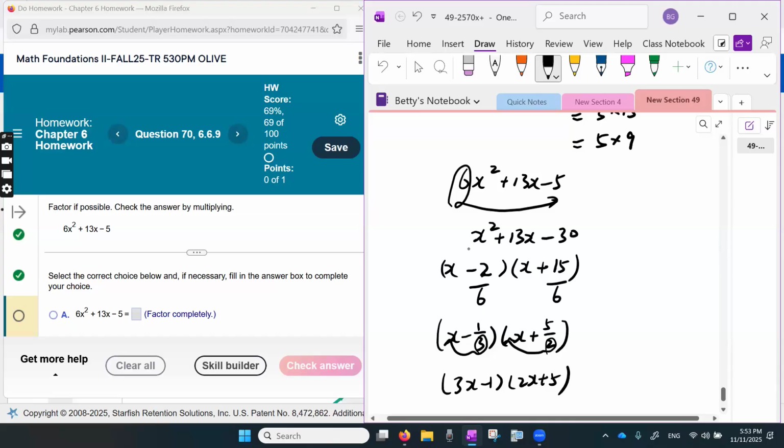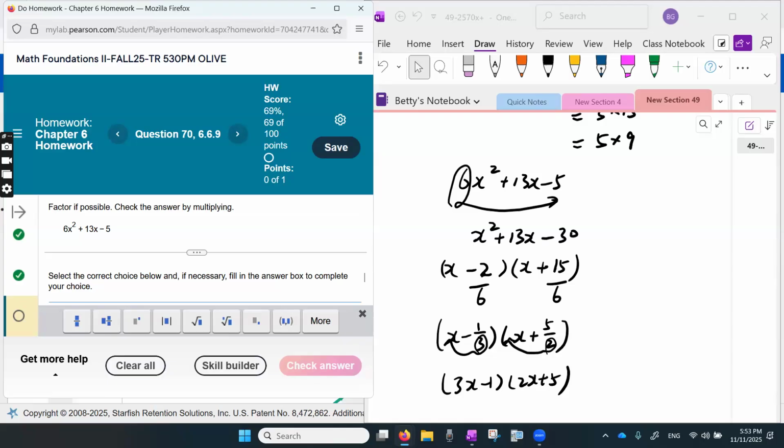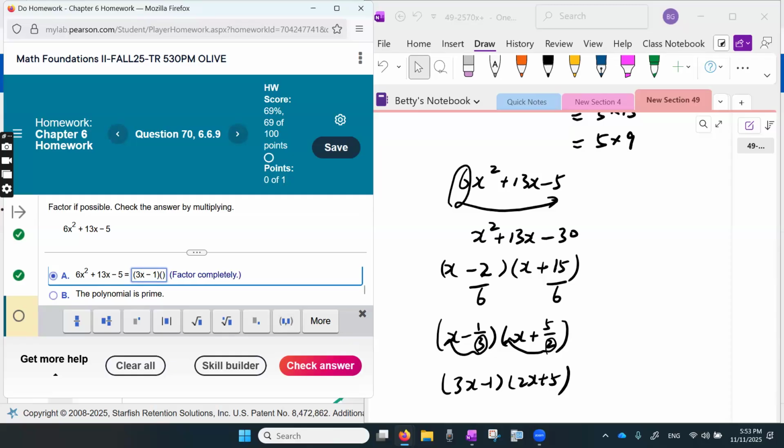If you have extra time, I'm not sure because you have 2 minutes for each question. Pretty not that generous, right? Time-wise. But if you have time to check, you should double check. So the result is going to be parentheses times parentheses. Inside the first parentheses, we have 3x minus 1. Inside the second parentheses, we have 2x plus 5.